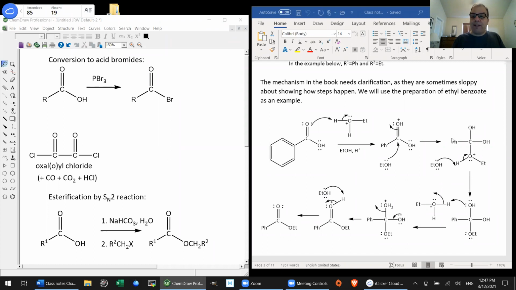So that's the mechanism of a typical Fischer esterification, the way I'd like you guys to learn it. I'm not entirely happy with how the book does it. Good. Questions on that mechanism then?